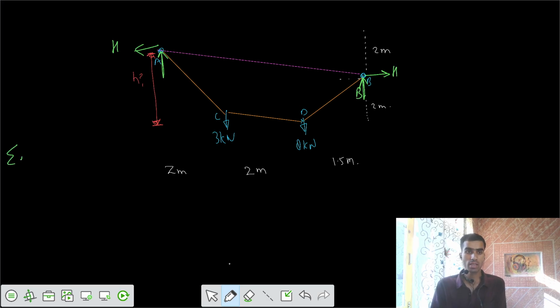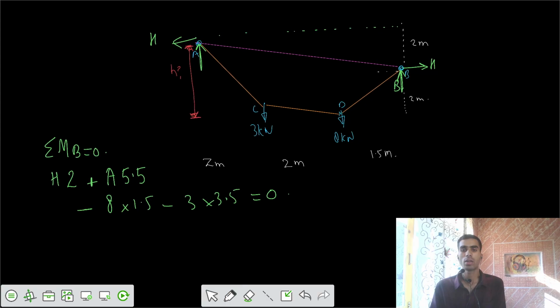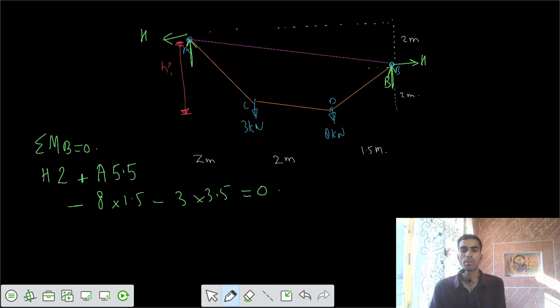So if I write summation of moments about point B equals 0, I can have equation 1. I would say your H is acting clockwise about the point B, and the vertical distance is 2 meter. H into 2 clockwise positive, plus your reaction of A into total length, which is 2 plus 2 plus 1.5, that's 5.5, and that's also clockwise. The effect of those point loads is anti-clockwise. So I would write 8 kilonewton into 1.5 minus 3 kilonewton into 3.5, and that equals 0. Is it the correct equation? I think it is correct. If I simplify it, I would get an equation of 2H plus 5.5A.